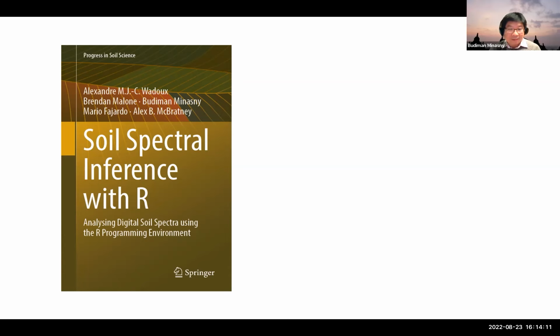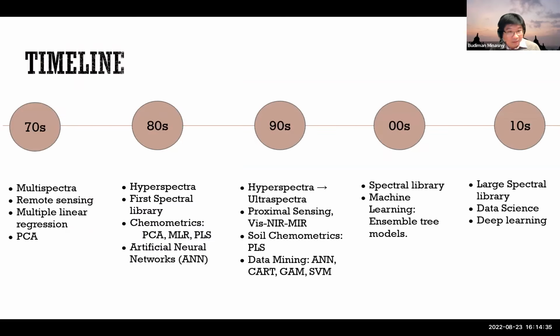It's a joint effort in which we provide some basic functions in R. How do we process such data so that we can infer the soil properties? That's what is called soil spectral inference. From the spectra, can we infer some soil properties through mathematical analysis, through mathematical treatments? So, a bit of a timeline about how things progressed.